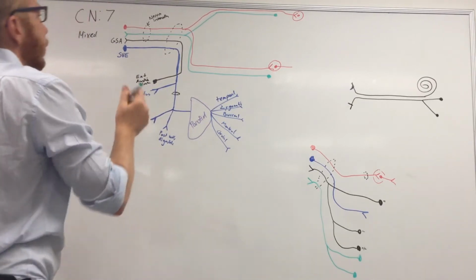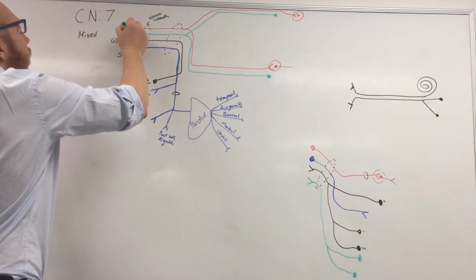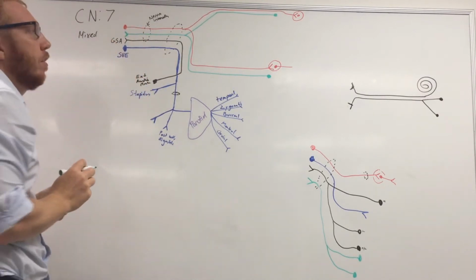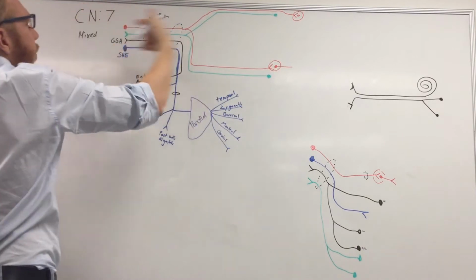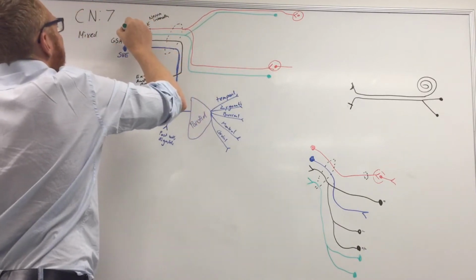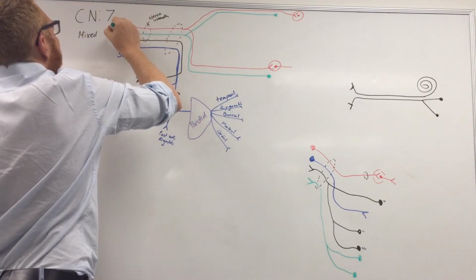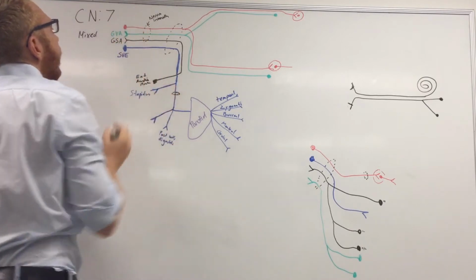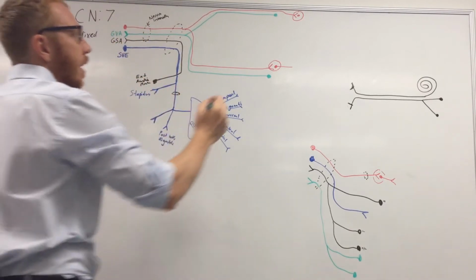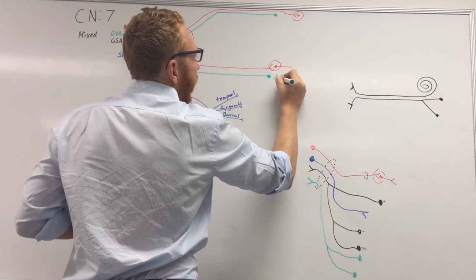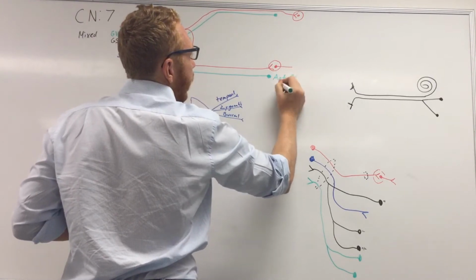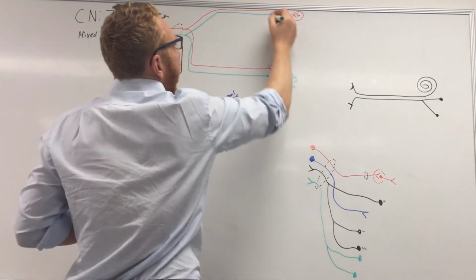The third branch, this one here, so this is green, this is going to be for taste. So this is also sensory, so it's going back into there. Okay, so this is going to be general visceral afferent. Okay, so it's going to bring taste from the anterior 2/3 of the tongue and the palate.